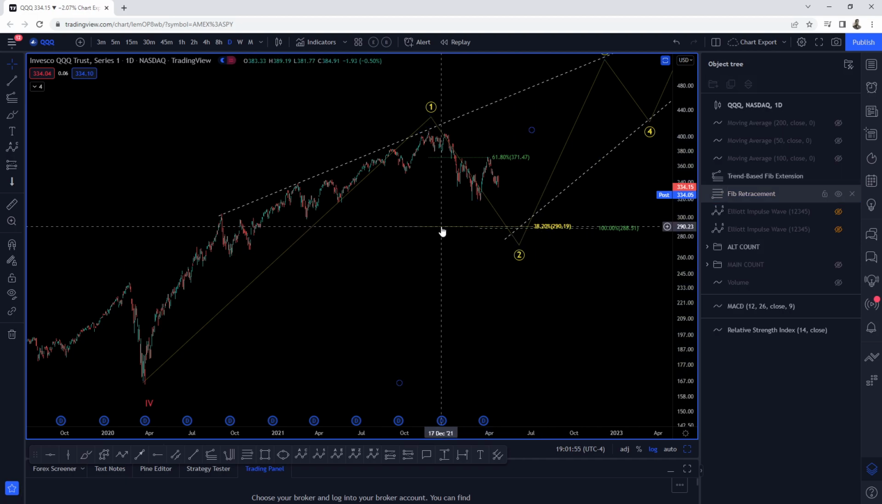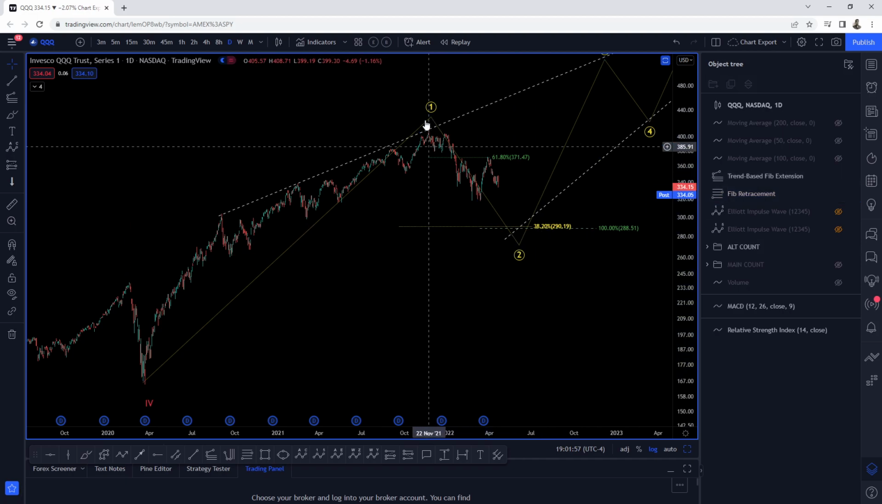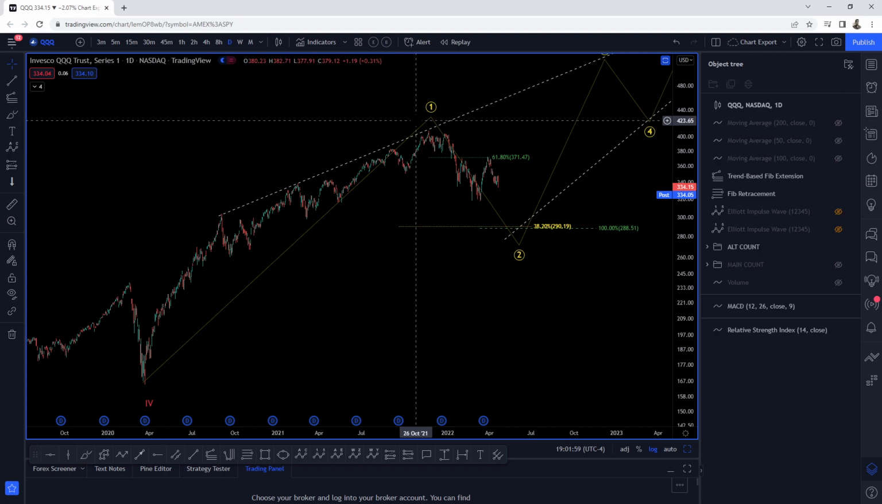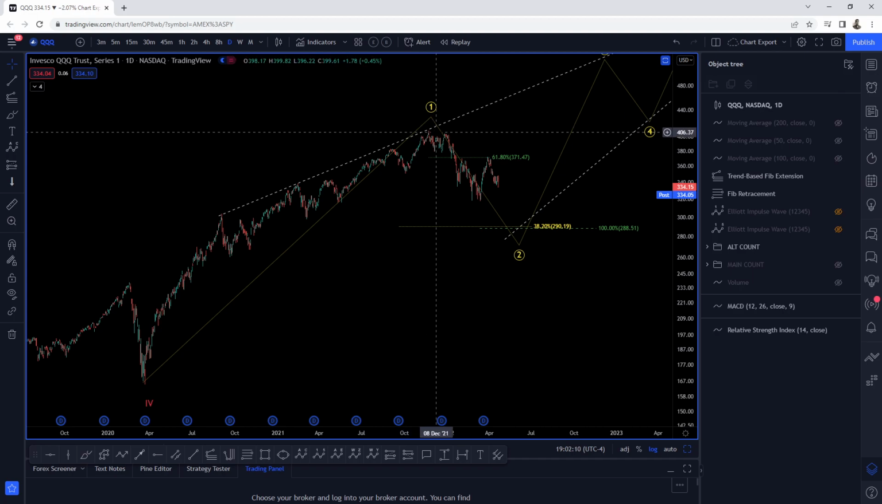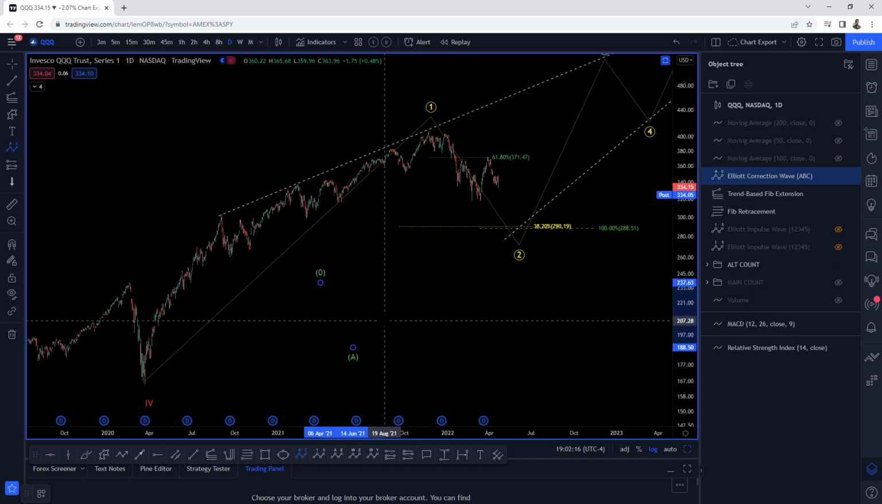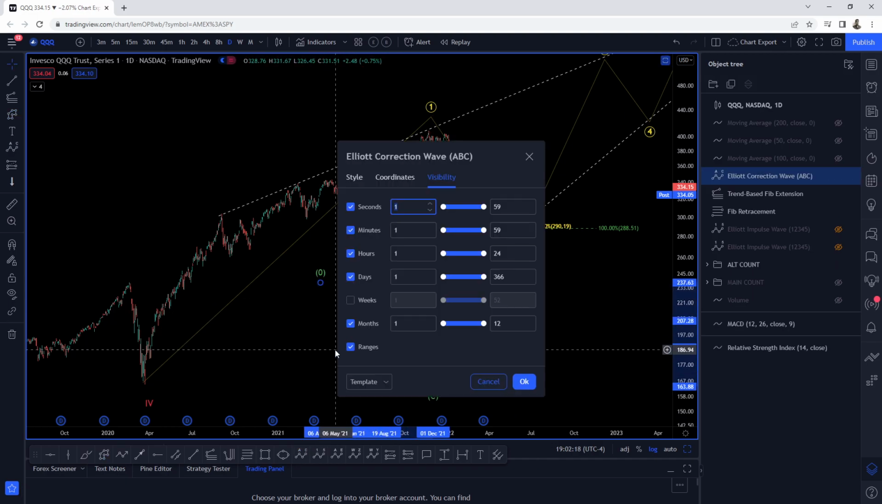Now, for Elliott Wave guidelines, wave 2s will often develop in a zigzag. And what are zigzags made out of? I explained this to you many times before. So zigzags are a series of 5.